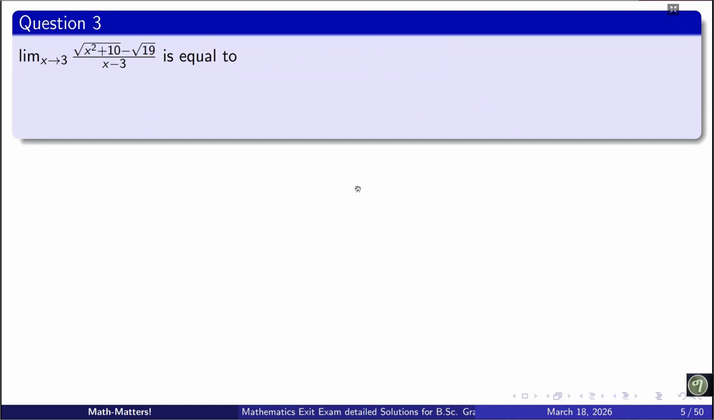Question number 3. It is a question on calculus: the limit of a rational function, that is, the limit of the square root of x squared plus 10 minus the square root of 19, over x minus 3, is equal to blank. The options are 3 over radical 19, 6 over radical 19, 0, and does not exist.